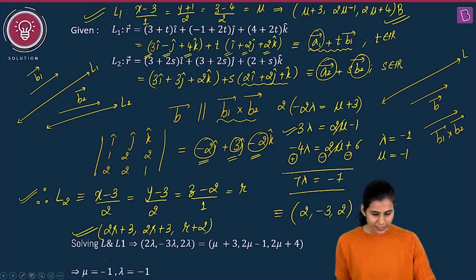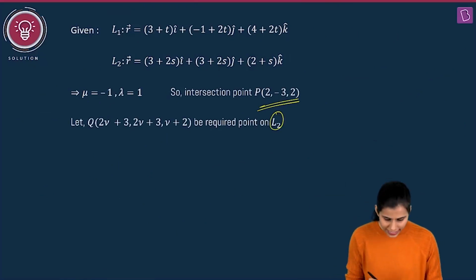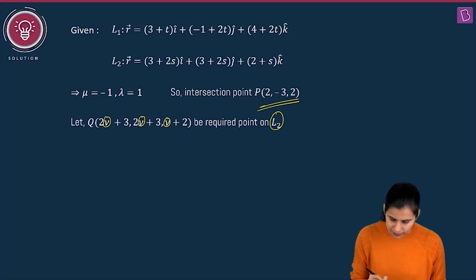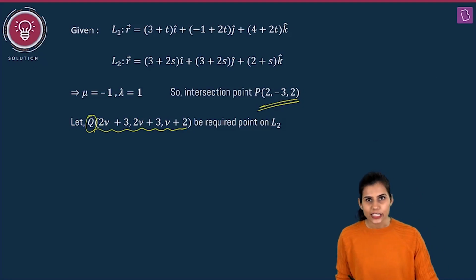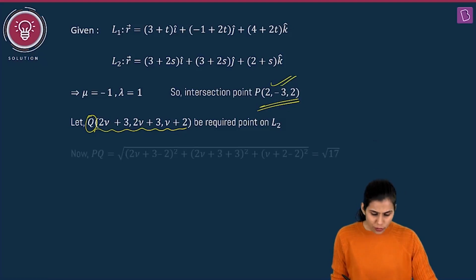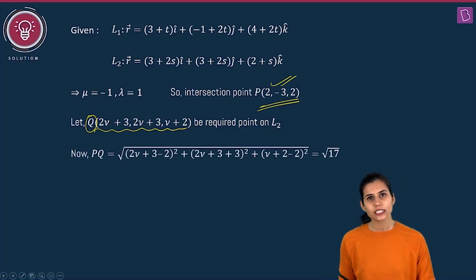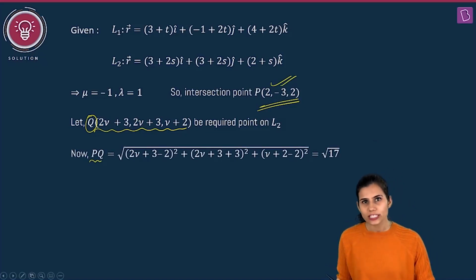Okay, so what have I done? I have considered a point sitting on L2 arbitrarily. In place of R, I have just taken V. Nothing major. Okay, so this is an arbitrary point Q sitting on line L2, which is at a distance of root 17 units from point P. So what I'm going to do is I'm going to just use my distance formula to compute the length of the PQ segment or the distance between the points P and Q.